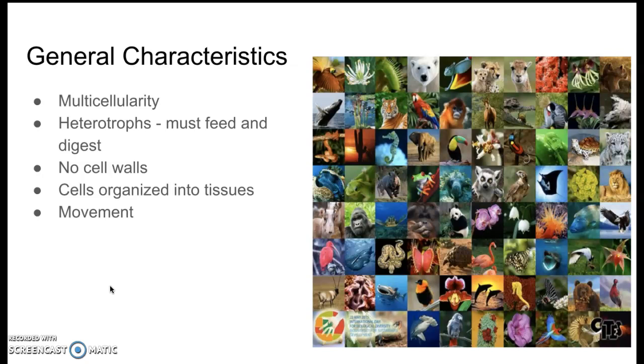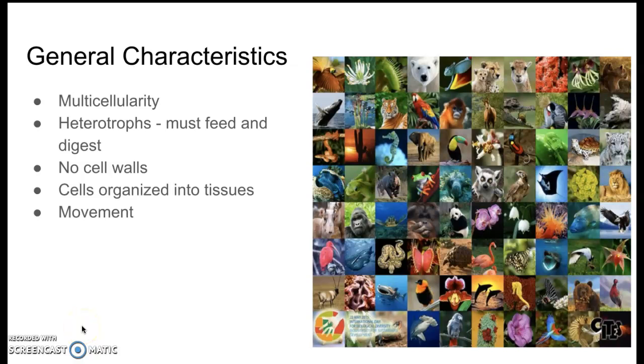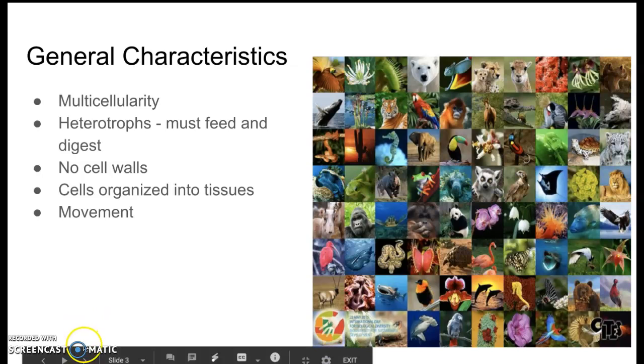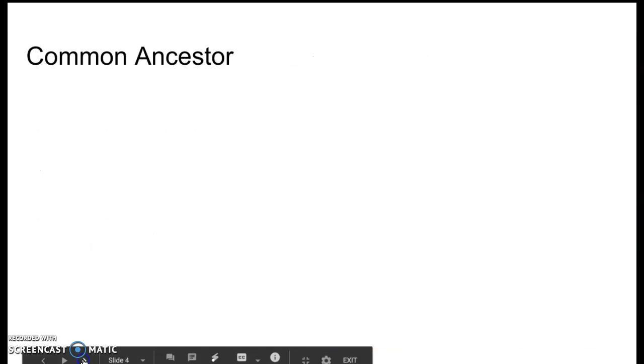And we also have movement. So that means that at some point in all animals' lives, they move. Now, movement is not always present their entire lives, and we'll talk about that also. And they have to reproduce in order to keep the species continuing.